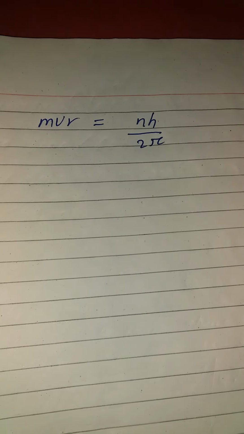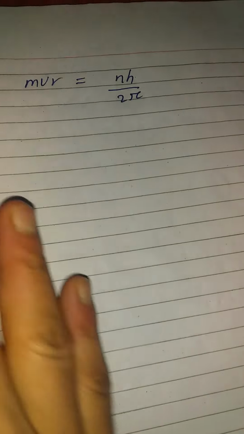Friends, today we are discussing how we can derive mvr equals nh by 2 pi, which is one of the important postulates of the Bohr atomic model, and it has been a limitation for this atomic model, and it becomes difficult for us to calculate. How do we know that angular momentum, the quantization of angular momentum, mvr is equal to nh by 2 pi, where n is an integer? So for knowing this very conceptual thing, you need very high concentration.